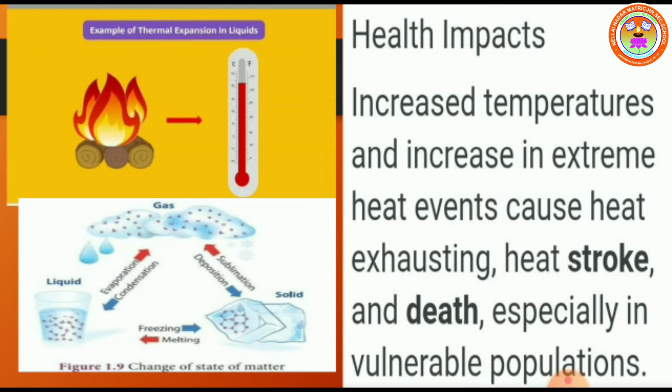So health impacts: increased temperatures and increase in extreme heat events cause heat exhaustion, heat stroke and death, especially in vulnerable populations.